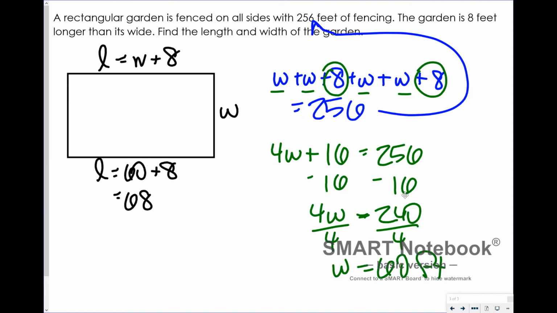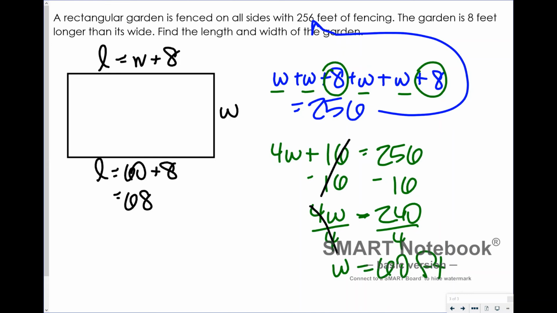So what do I need to do to get 4W by itself? Subtract 16 on both sides. So you're going to bring down your 4W. 16 minus 16 gives me 0. Mark it out. So you have 4W equals 256 minus 16 gets me 240. Then I need to get W by itself, this variable. So I have to divide by 4 on both sides.